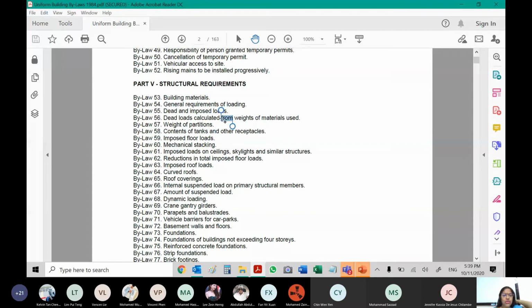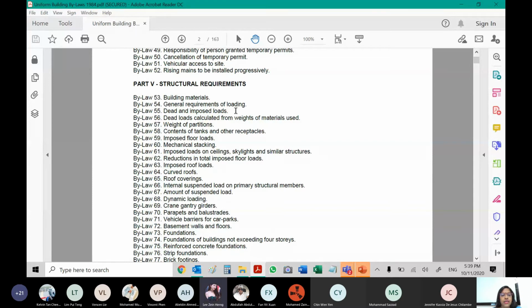Okay. John, can you read for me bylaw 55, dead load and superimposed load? Can you go there? You start from 54, general requirements of loading and dead load and imposed load. I've given the assignment to John. Can you read aloud? Everyone listen.